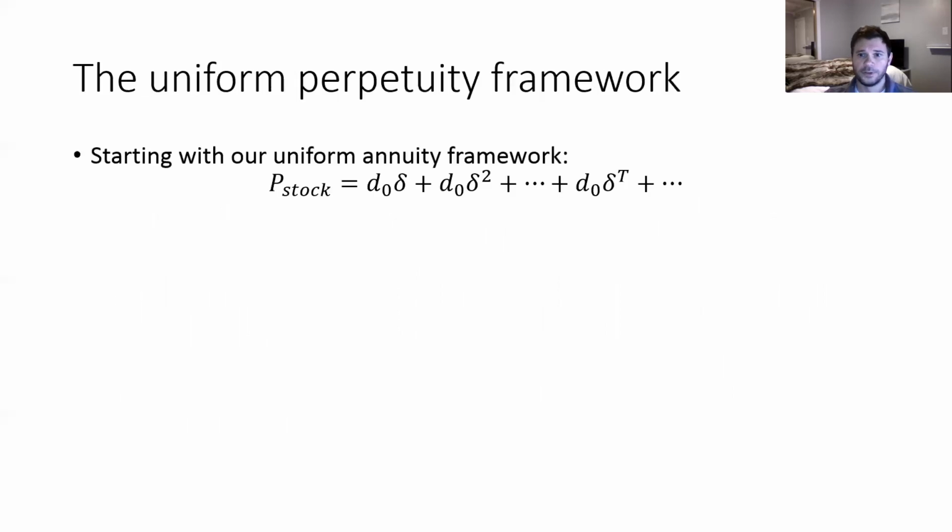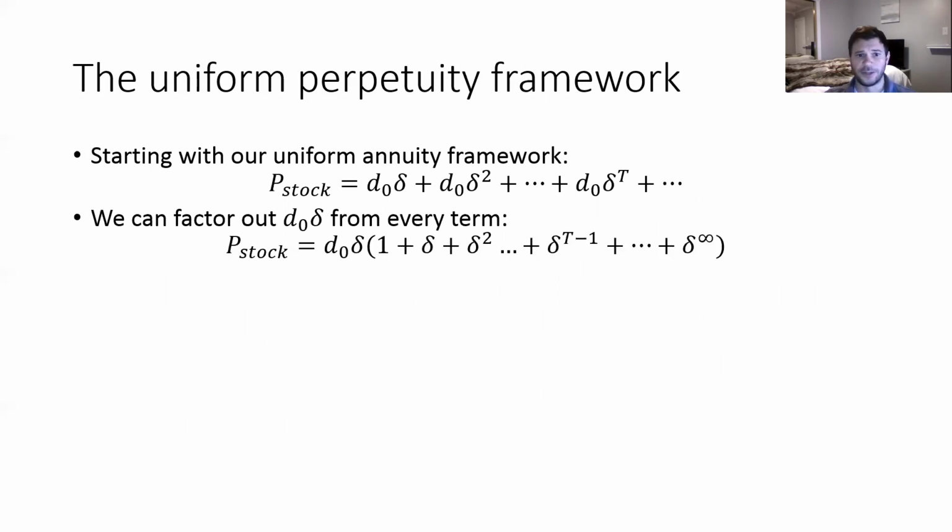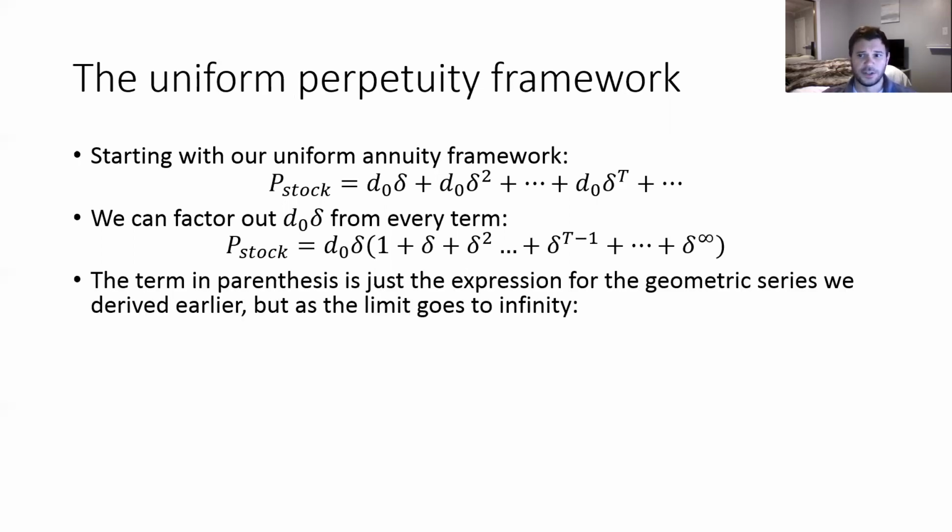So starting here, we're going to do just what we did last time when we got to this point using the uniform annuity pricing framework. We factored out the D0 delta from every term, and that left us with this geometric series, 1 plus delta squared, and so on and so forth. And again, the term in parentheses here is somewhat familiar. We didn't do this for an infinite series, but we did do this for a series that ended in period t-1, which is why I've written it this way in the slide.